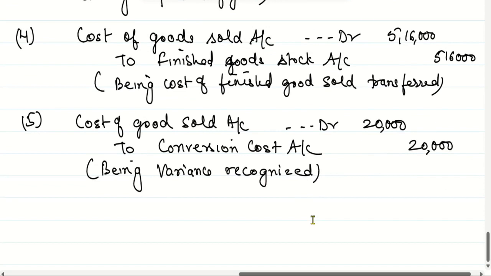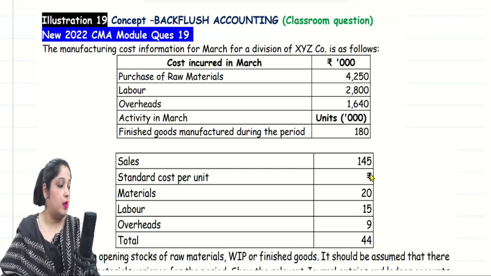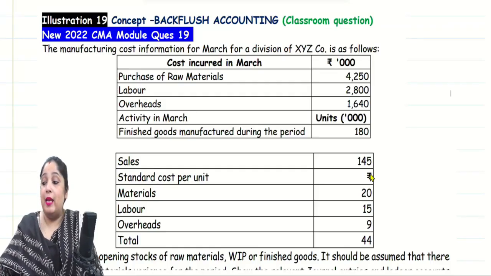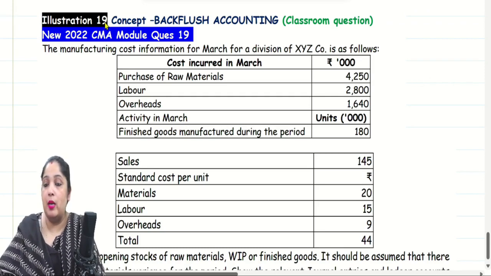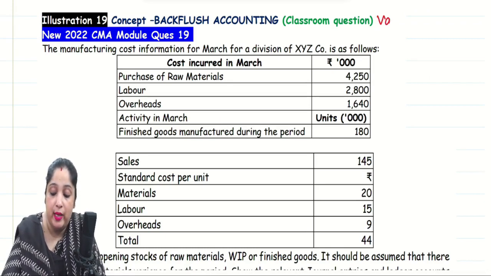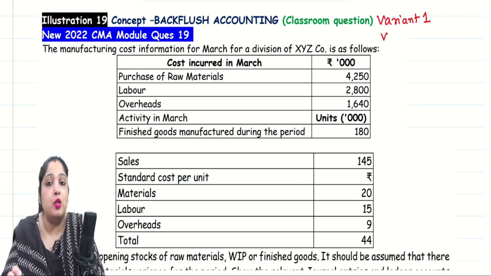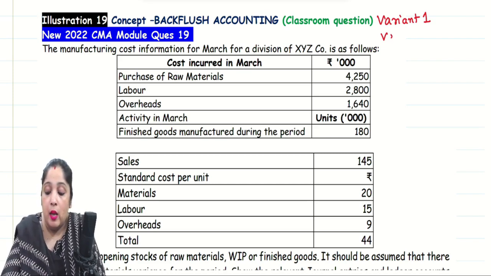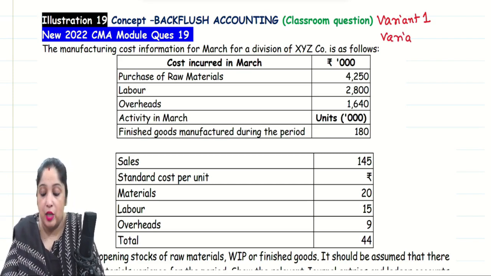Okay. So now let us move on to the next question. Now please observe the next question, that is question number 19. Now this is also on backflush accounting, but here we are going to discuss both the variants, variant 1 and variant 2. Now no more focus on traditional cost accounting. We are going to do only backflush accounting.